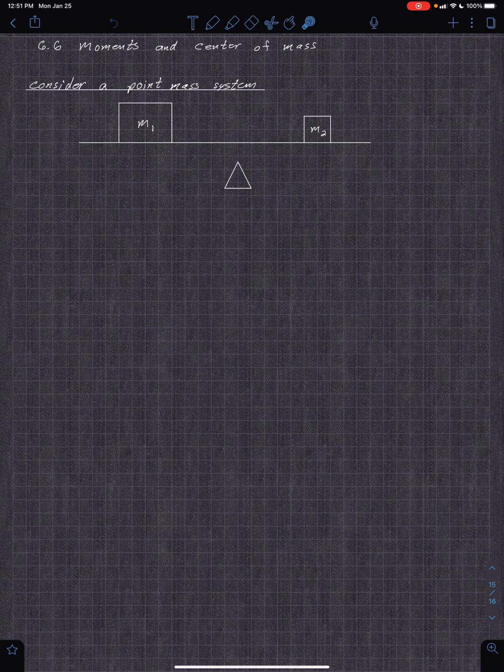So, consider a point mass system. You have all this. This is a rectangle. It's actually, of course, has to be more like 3 dimensions to have mass, but think of it as all the mass is centered in one spot. So like right there, and this one right there. So these are considered point mass systems.